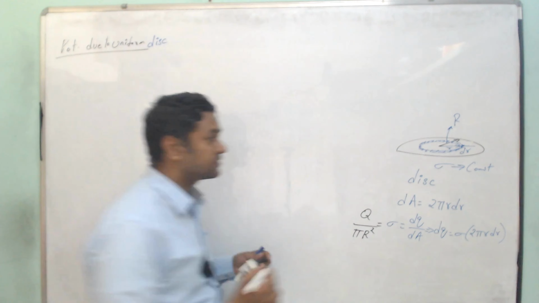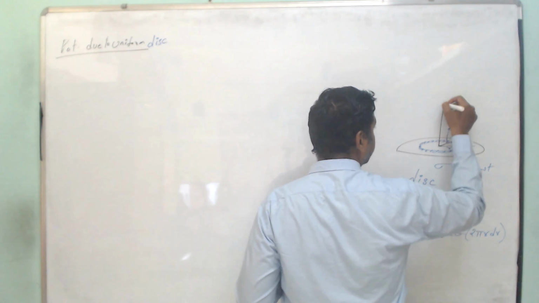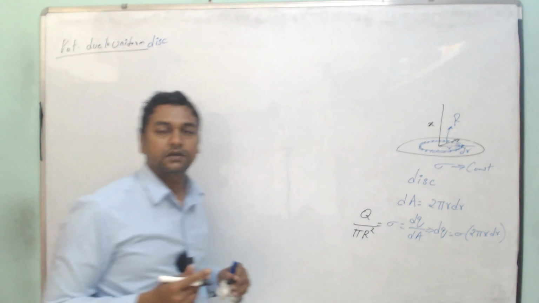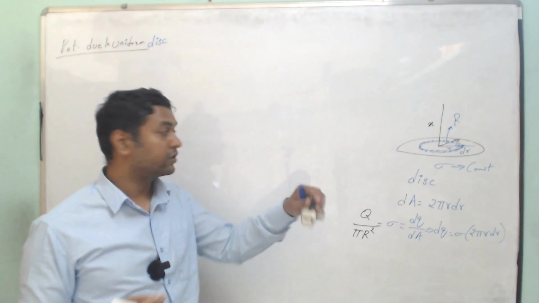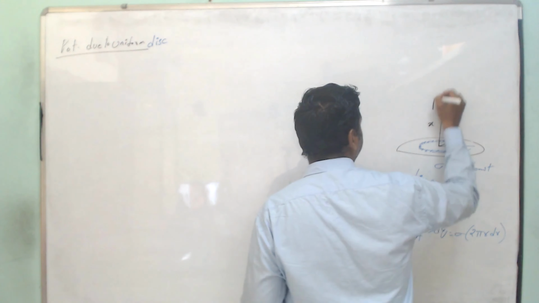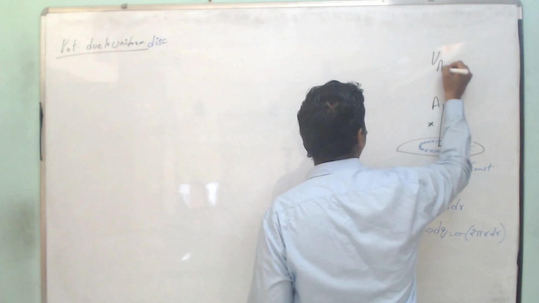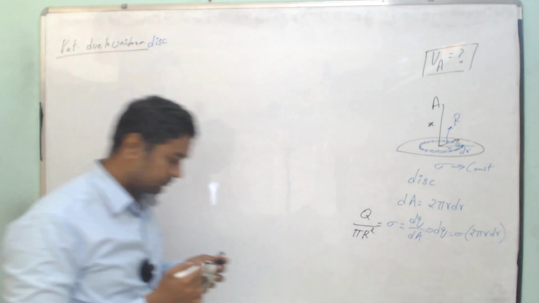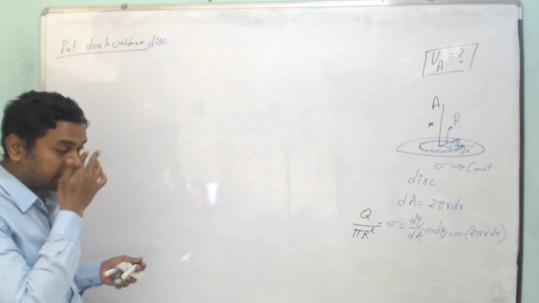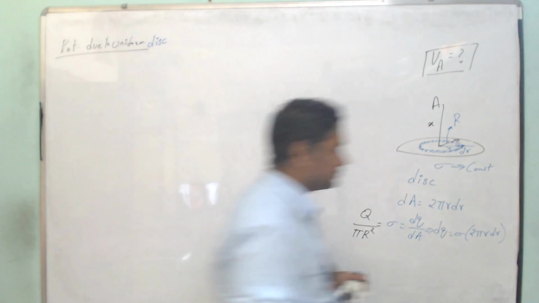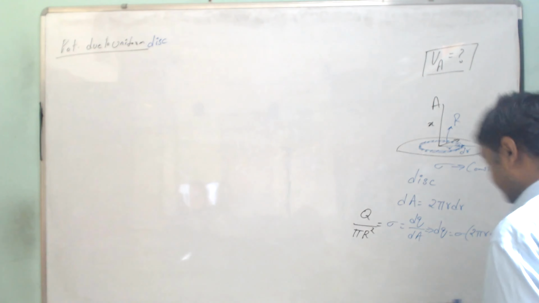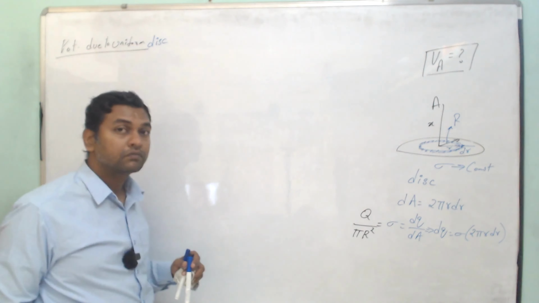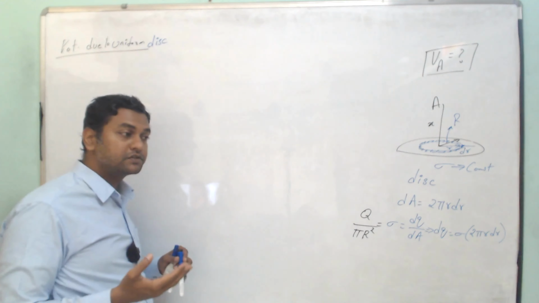First of all, the question is, find the electric potential due to the disk at a distance of x above the center, perpendicular to the plane of the disk. So let us say this point is some A. So the question is, what is the potential at A due to the disk, right? What should be my next step? Then we take components of it. Components will come when there is a vector.